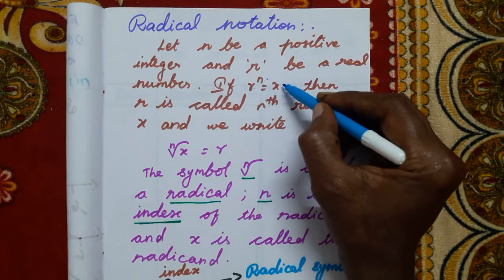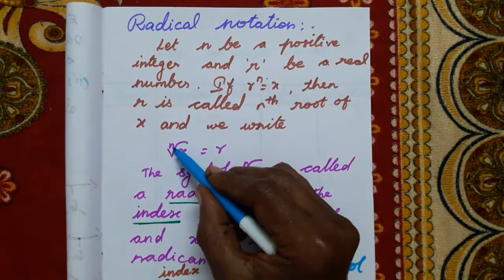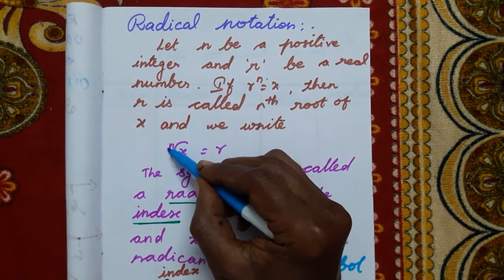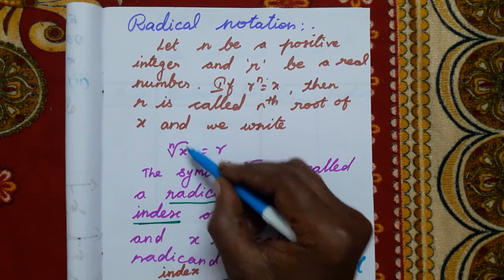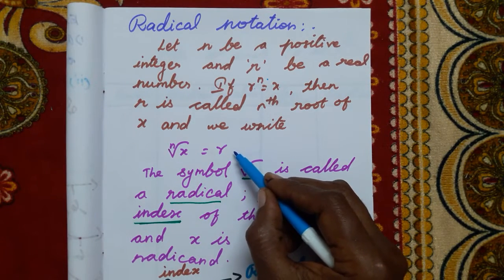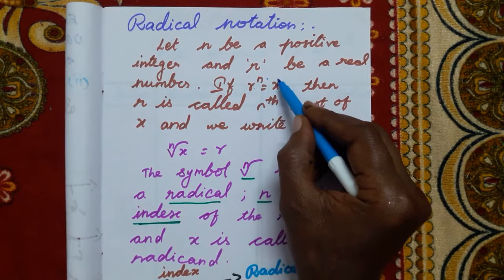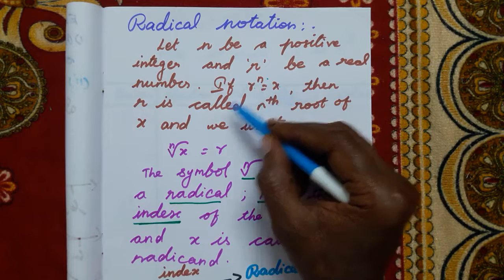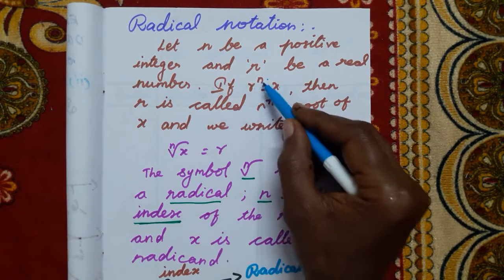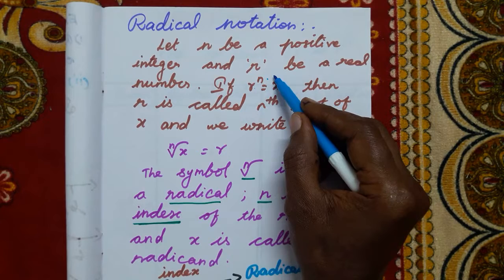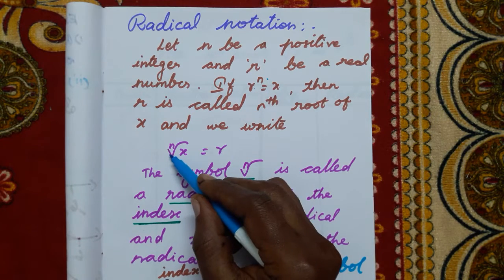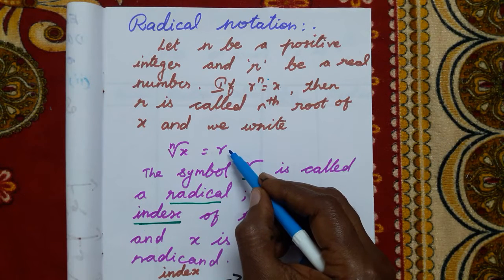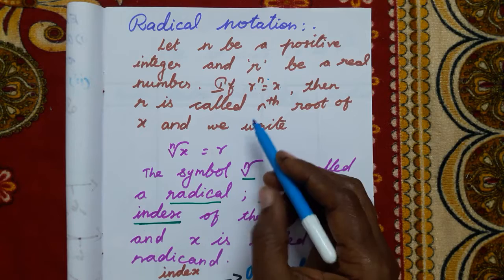This r power n is equal to x, we can write as nth root of x is equal to r. We have to read it as nth root of x is equal to r. This is which notation? Index notation, fractional index. This one is radical notation. We can write r power n is equal to x as nth root of x is equal to r.